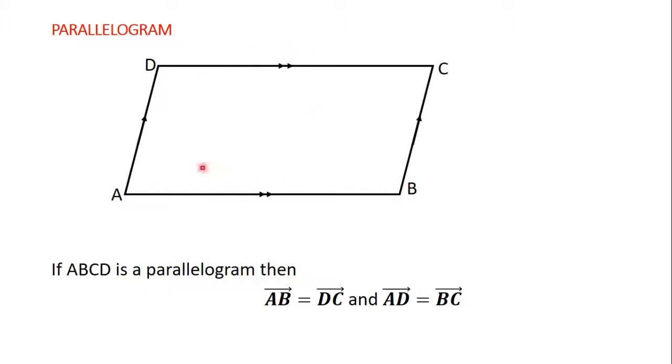So if you have a parallelogram like this, vector AB is equal to vector DC, and vector AD is equal to vector BC. That is what you can see here. With this property, we can find the coordinates of one of the vertices. Let's pick a question and see how to do this.